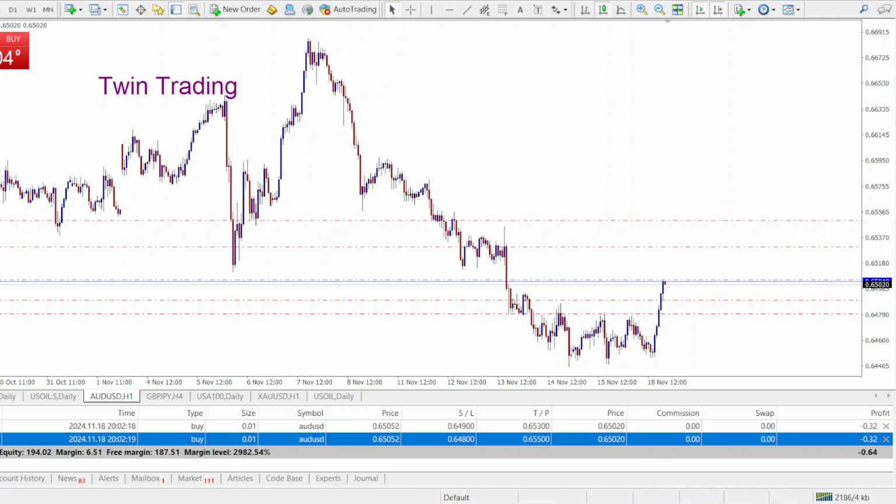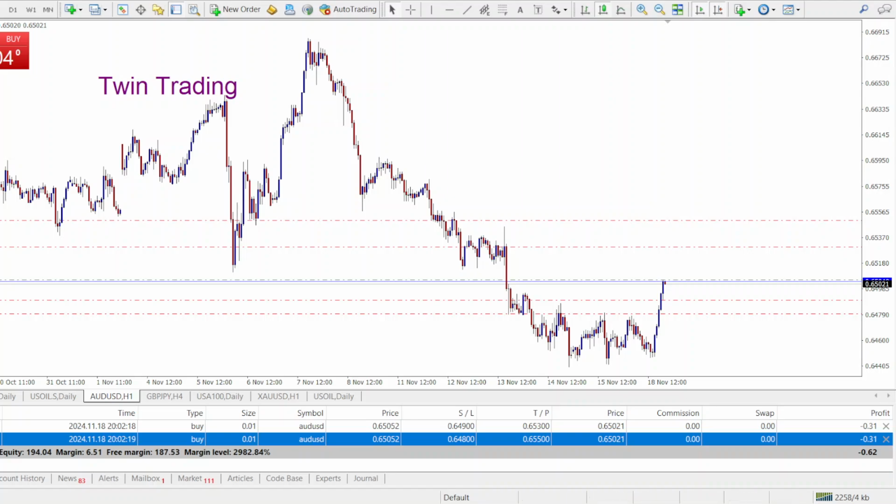All right. Now, emotional discipline. How many times have you closed a trade too early because of fear or hesitation? Twin trading can help you avoid this, by setting predefined targets for both trades. You take emotions out of the equation. This makes you a more systematic and consistent trader. It's also versatile. You can adapt it to any trading style, whether you are a scalper, a day trader, a swing trader, or any kind of trader. The key is to ensure your risk to reward ratio aligns with your strategy.